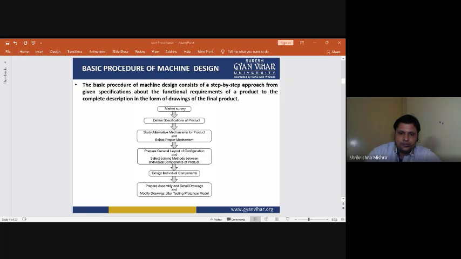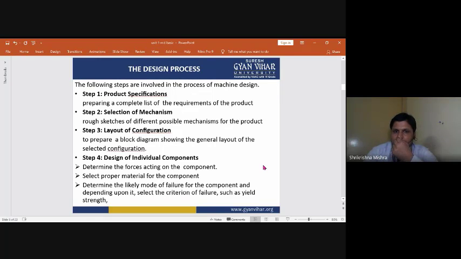Now coming into the whole of the design process, first, let's have a complete revision. First was product specification. Step number two, selection of the mechanism. Here, rough sketches of different possible mechanisms for the product were prepared. What was the first step? The first step was preparing a complete list of requirements of the product.